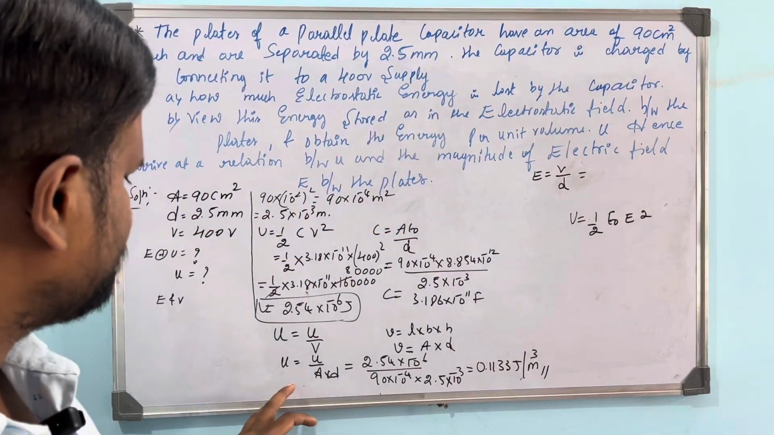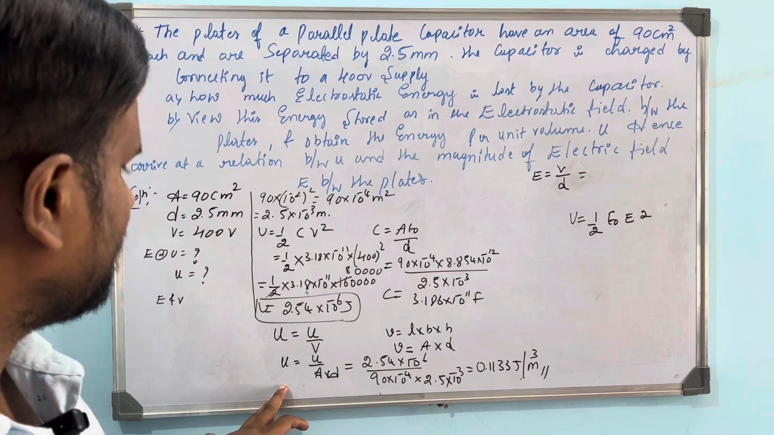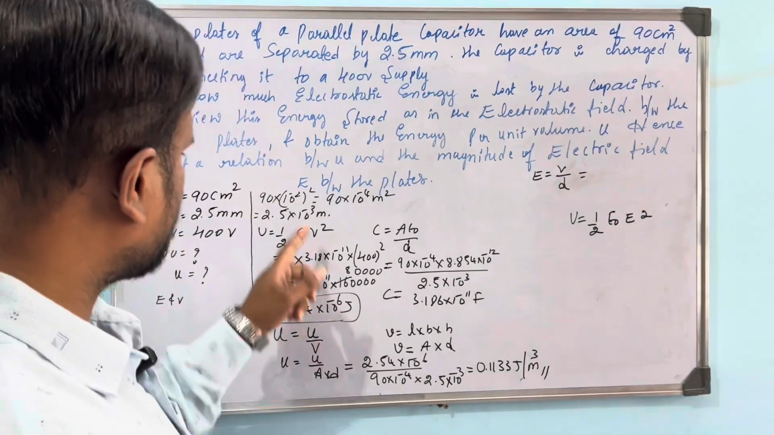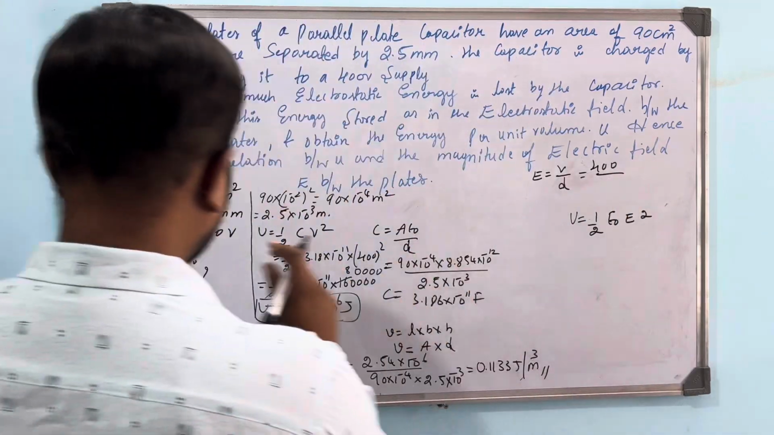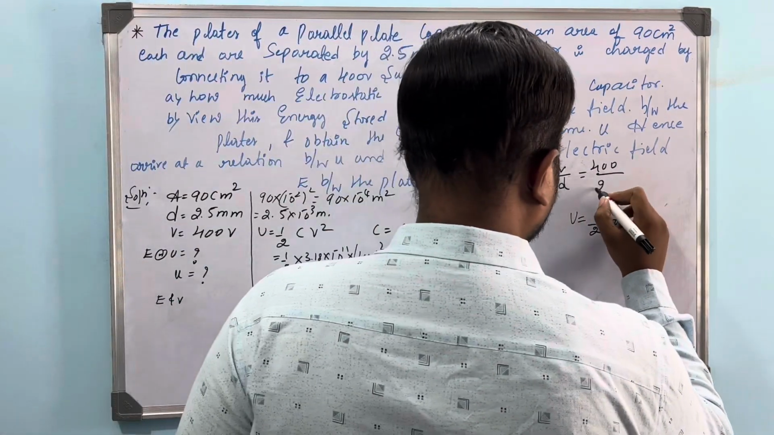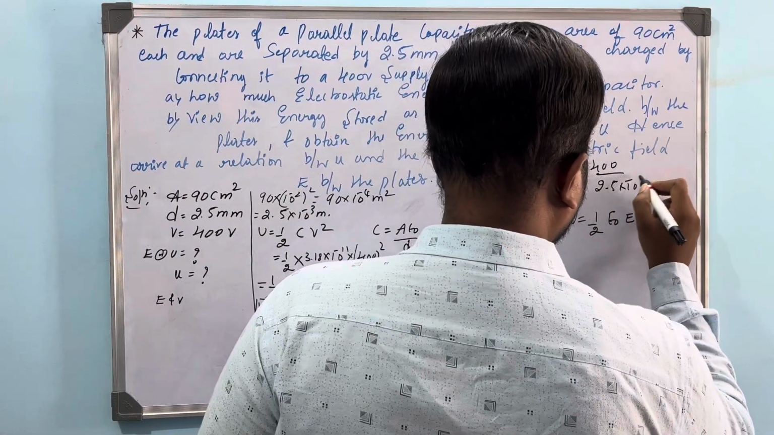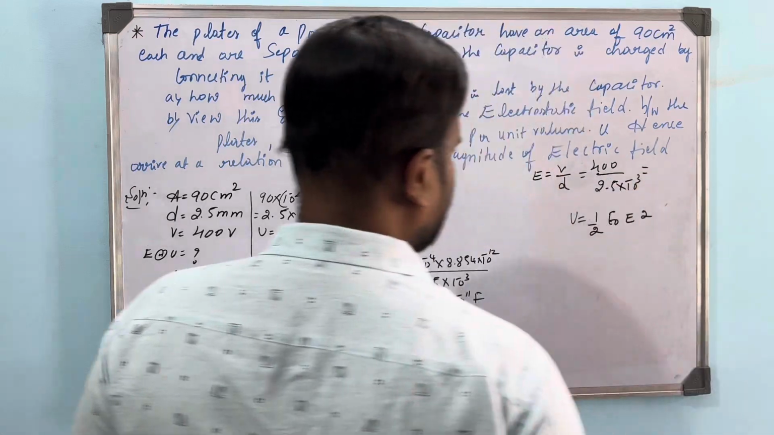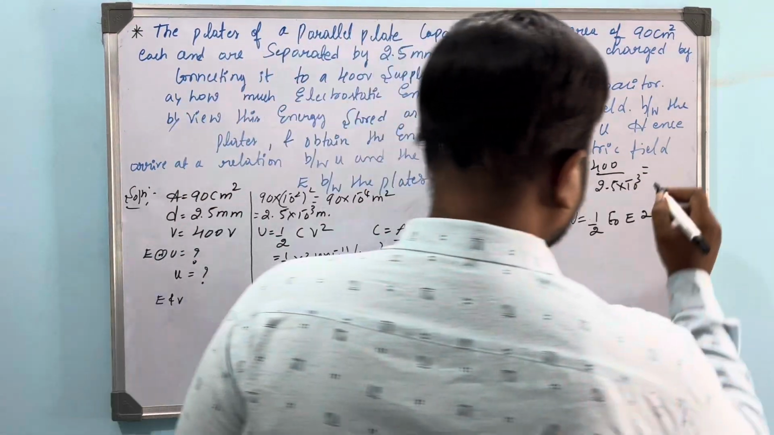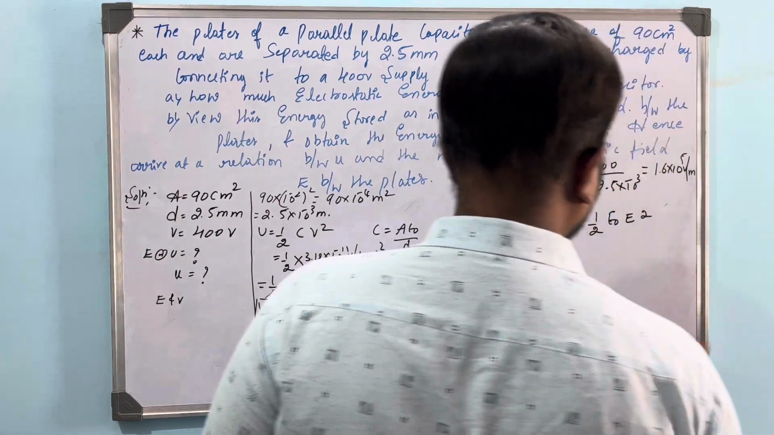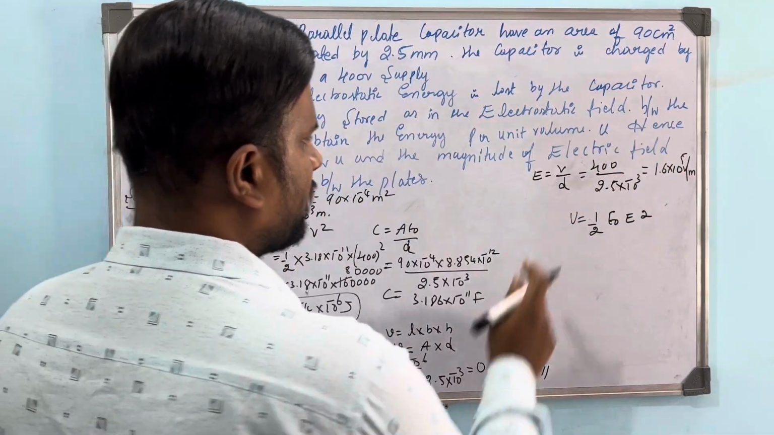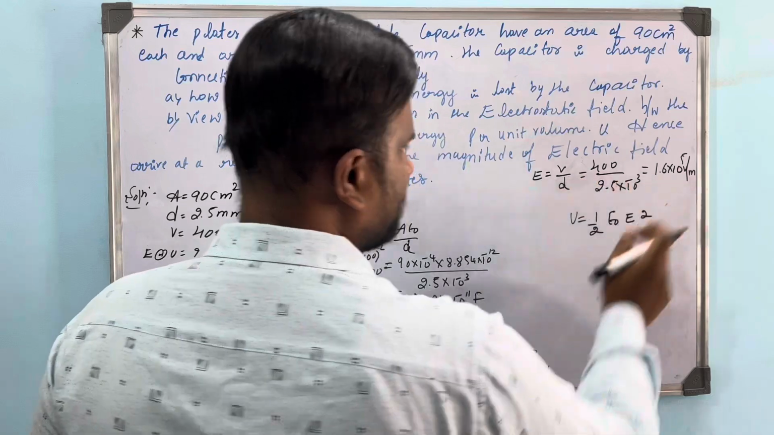Again, what is the V value? The V value here, the voltage value, is 400, divided by the d value, which is 2.5 into 10 to the power of minus 3. If you simplify, you will get 1.6 into 10 to the power of 5 volt per meter. So it is volt per meter: the voltage is in volt, and the distance is in meter, so volt per meter.